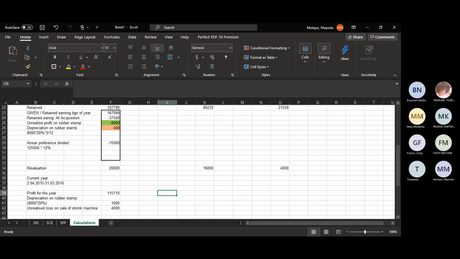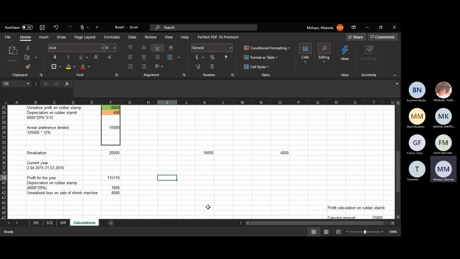Yeah. Faith said it will be a positive sign. The reason is that the loss is not yet realized. But the minute the loss is realized, it will be straight as minus because we made a loss. The same applies to the profit. If the profit is realized, it will be a positive figure. If the profit is unrealized, it will be a minus figure. So Faith is correct. Unrealized loss on the sale of a shrinking machine will be a positive of 4,000 because it's not yet realized.